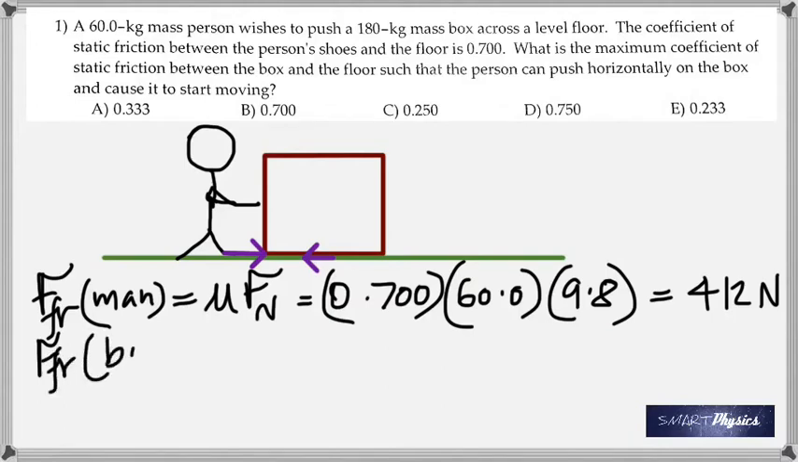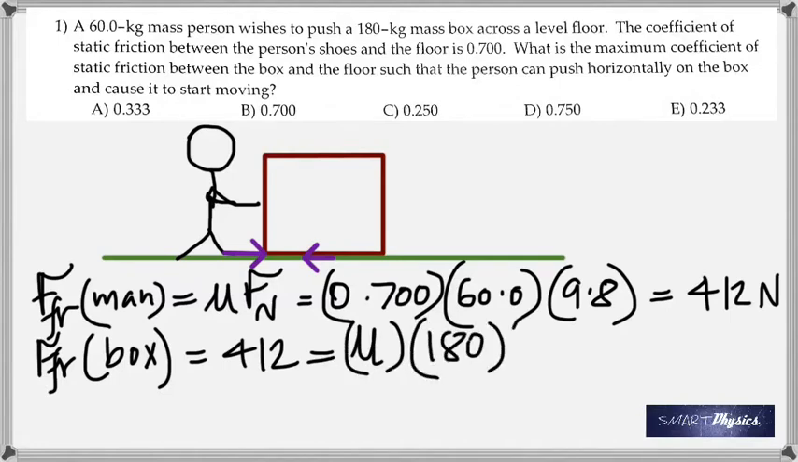Now the friction between the box and the floor, using the same formula, is mu times 180 times 9.8. But why am I saying that that should be equal to 412? Because only if that's equal to the other frictional force can you ever make the box move. Otherwise, it's impossible to make the box move. So the friction on the box can be a maximum of 412. You see, maximum of 412.